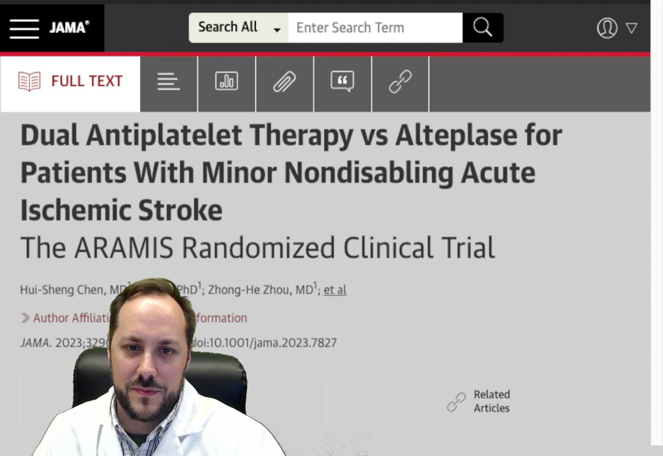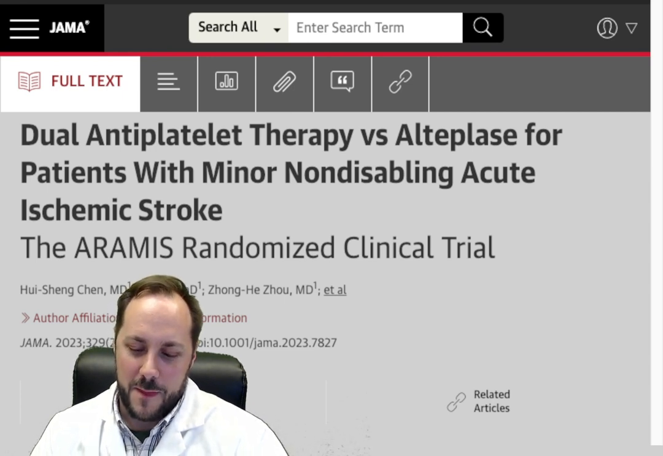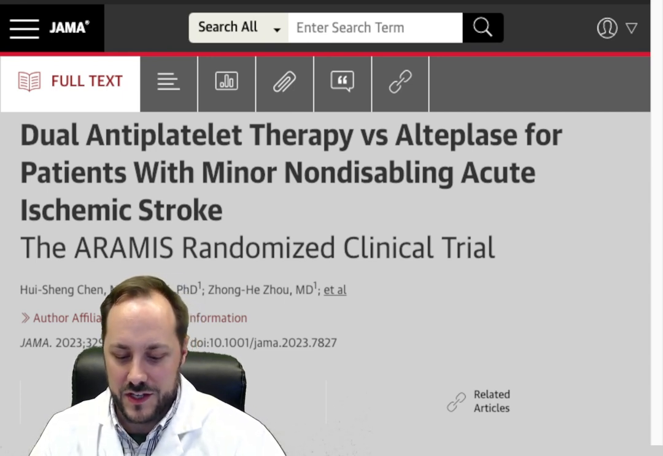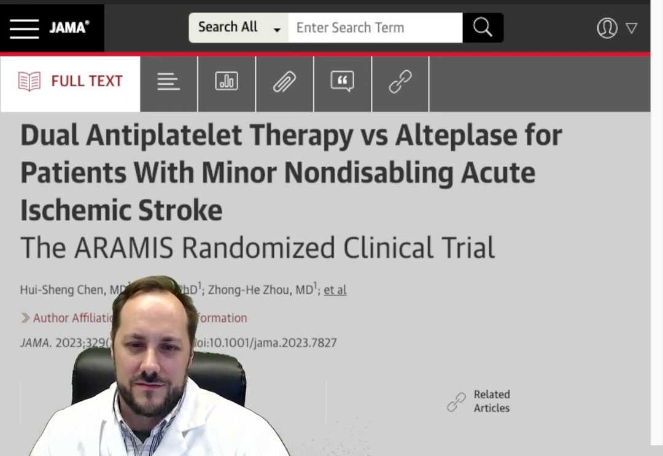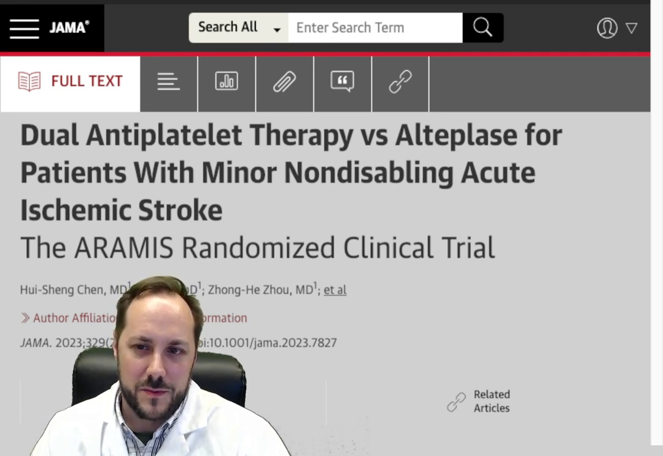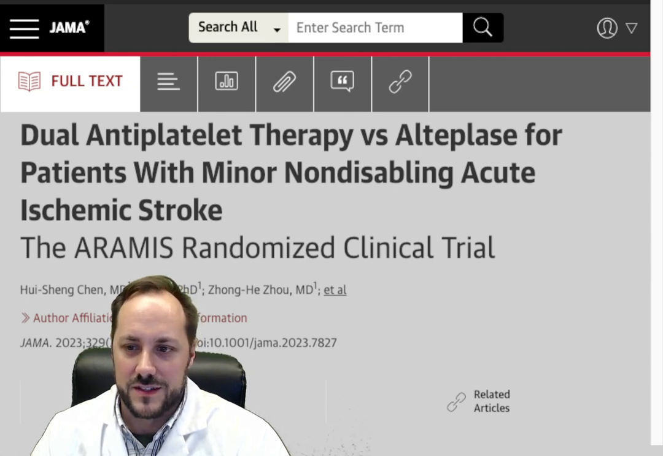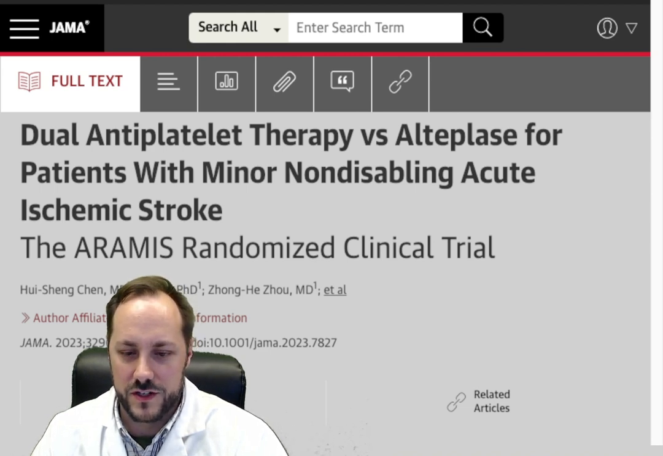Okay, so the next step in this question of trying to find out if there are alternatives to giving thrombolysis, given the complication profile, would be to see if dual antiplatelet therapy versus alteplase would have a benefit. And this is the next logical step because they did not find any benefit for IV thrombolysis with just aspirin in 2018. So this trial was performed and reported in 2023: dual antiplatelet therapy versus alteplase for patients with minor non-disabling acute ischemic stroke.